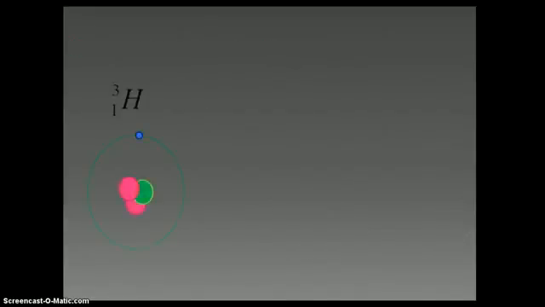Now, gamma decay. Let's talk about gamma decay. Gamma decay is quite simple. Let's say we've got tritium once again, and it undergoes gamma decay. What's going to happen is that a photon will be released. That's basically it. Mass number and atomic number stay the same. A photon is released.